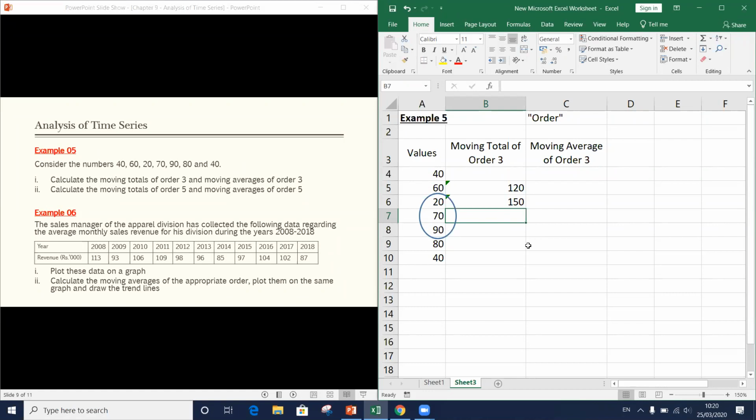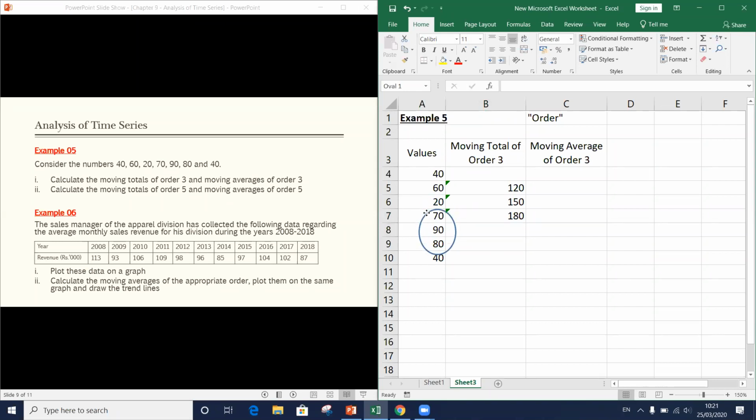Once we consider a particular total, then we want to ignore the previous one and take a latter one to our group. And always we need to maintain the order. If it is order 3, there can be only 3 elements. So what is the total here? 20 plus 70 plus 90, 180, right?